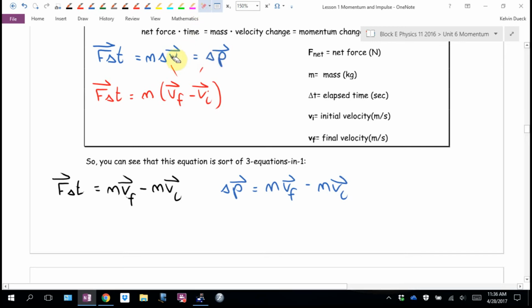Darcy, I let these two equal each other. I let these two equal each other. And I guess I can let these two equal each other. Force times time is change in momentum. Oh, forgot the vector on the F.